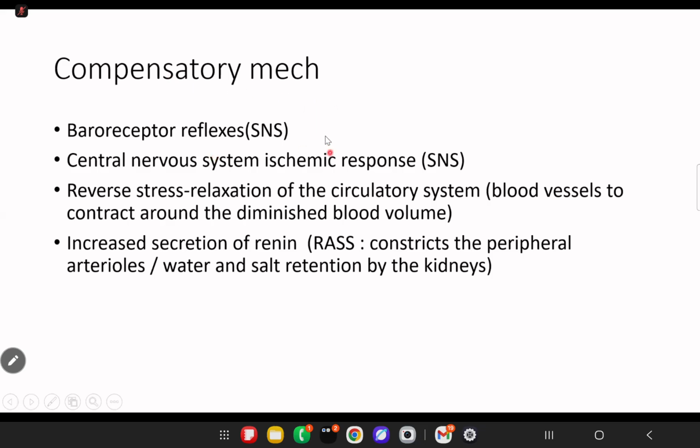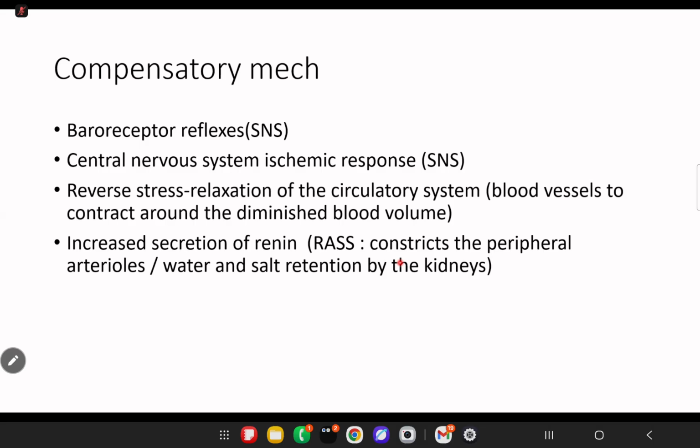We have discussed, I'm just summarizing, the sympathetic nervous system by the baroreceptor reflex, then the central nervous system ischemic response, again sympathetic, then reverse stress relaxation of the circulatory system. Now what is this? Reverse stress relaxation of the circulatory system means the inherent ability of the blood vessels to constrict around the given blood volume.